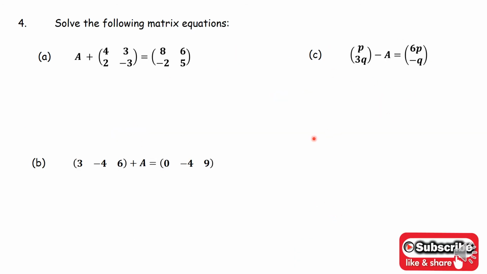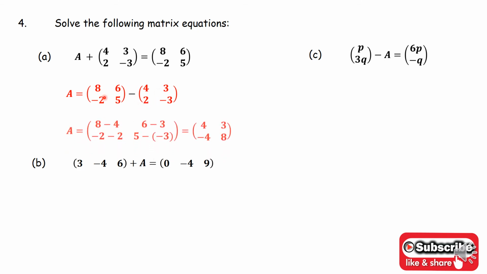Right, so I have got a few questions here. Again, feel free to pause the video and attempt to solve the following 3 questions. Here the first one is matrix A plus this matrix here should give you that value. So the best thing is to make A the subject of the formula, if you understand what I'm saying. So get that matrix, the 4, 3, 2, negative 3, to the other side, so you're going to subtract it. Then you subtract each component: 8 minus 4, 6 minus 3, negative 2 minus 2, 5 minus negative 3, and that should be your answer there.